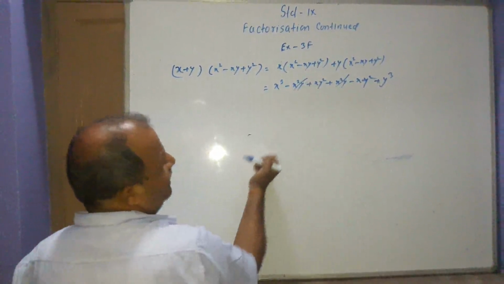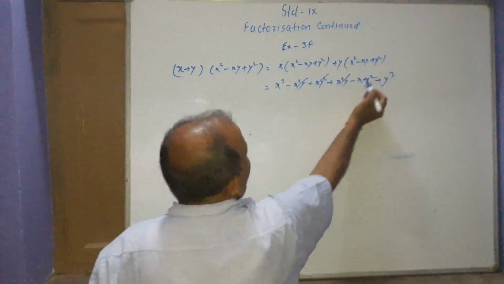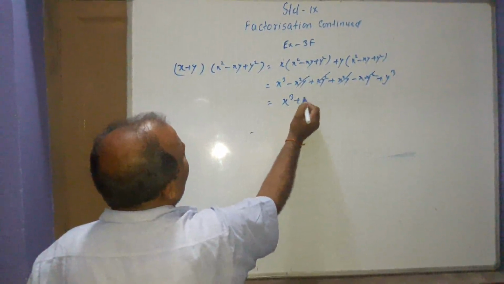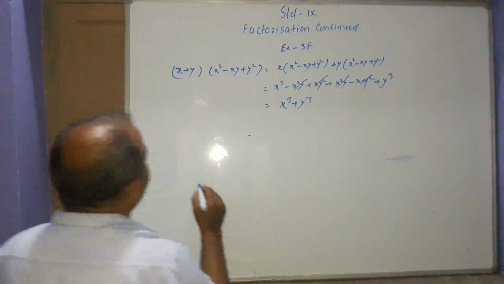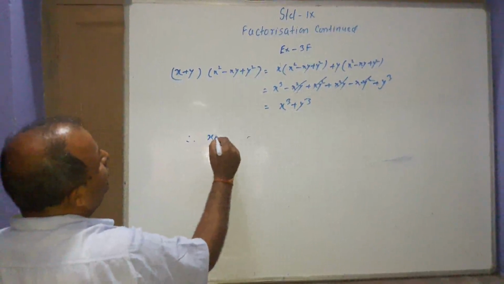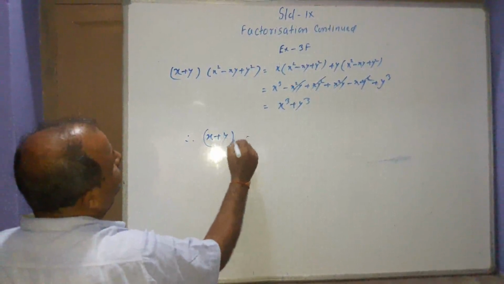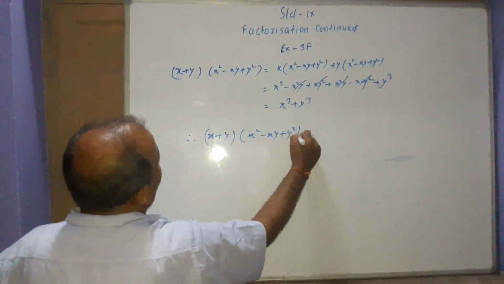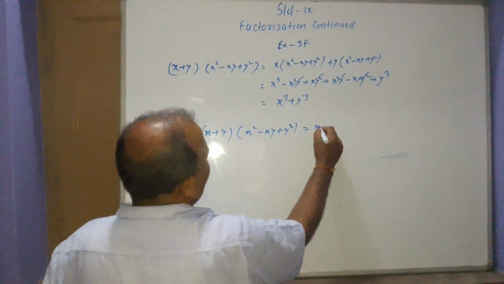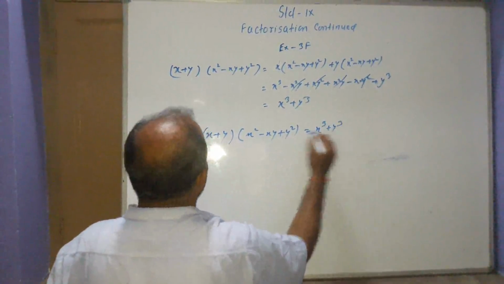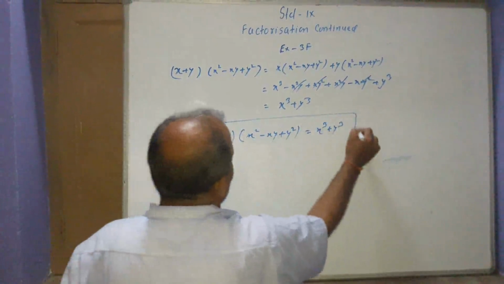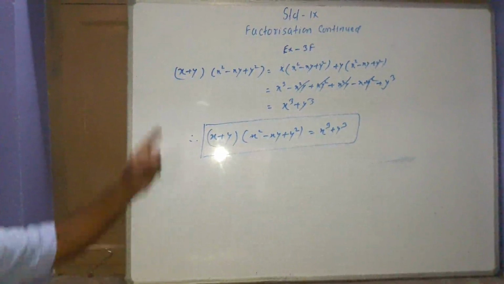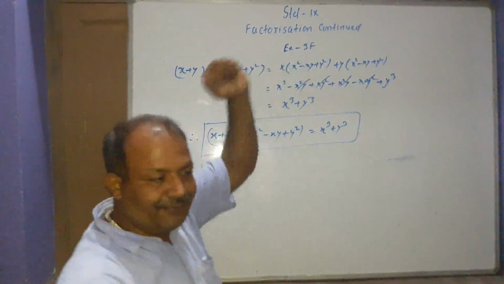The two will be cancelled. In the same way, these two will be cancelled and we will be left with x cube plus y cube. Therefore, (x plus y) into (x square minus xy plus y square) is equal to x cube plus y cube. This is the first identity which must be known to you before solving the exercise 3F.